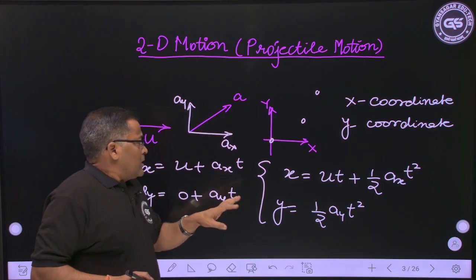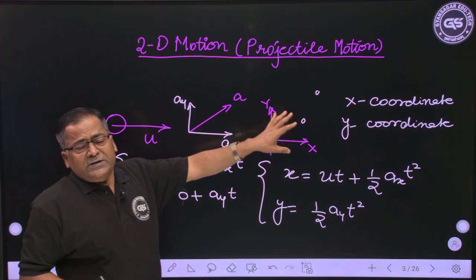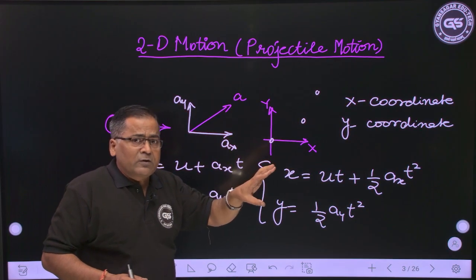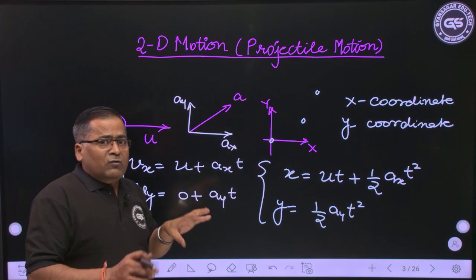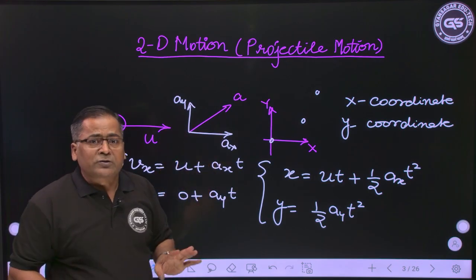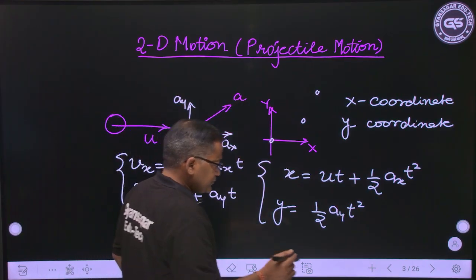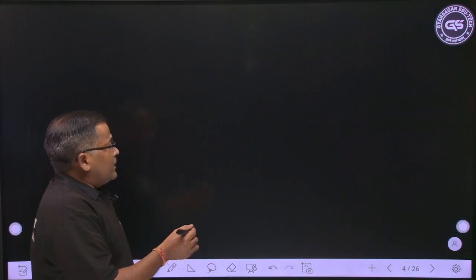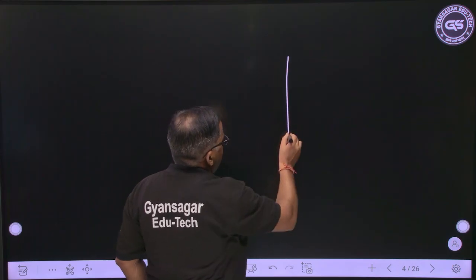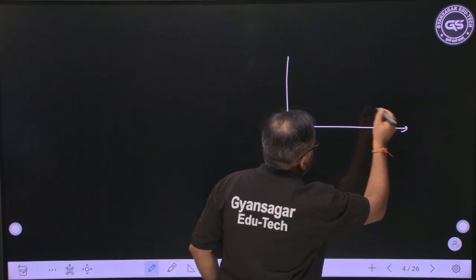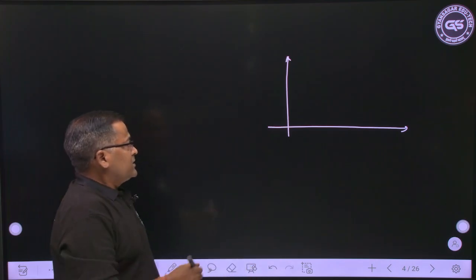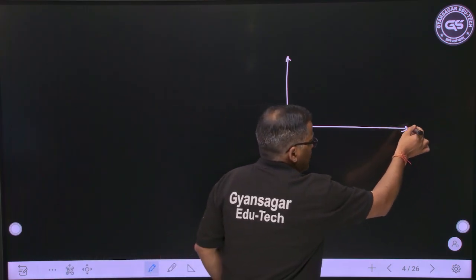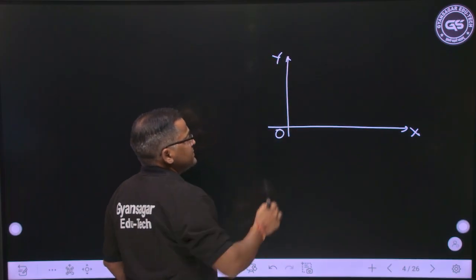So now projectile motion is a very interesting example of two-dimensional motion, very commonly available in nature. Now let us take a look. Let us go to the projectile motion now. Let me say this is my origin of the system, x axis and y axis.